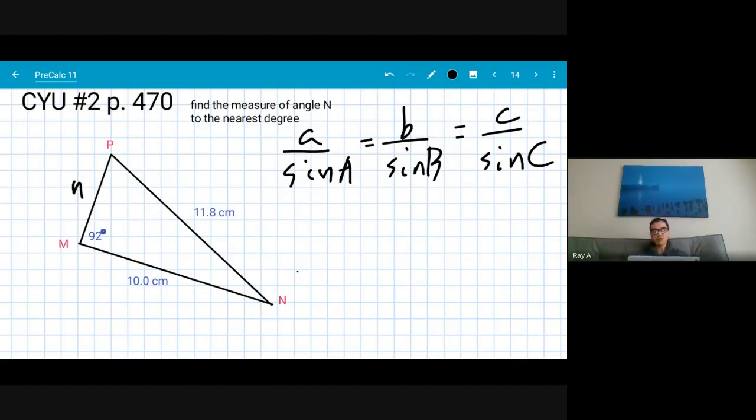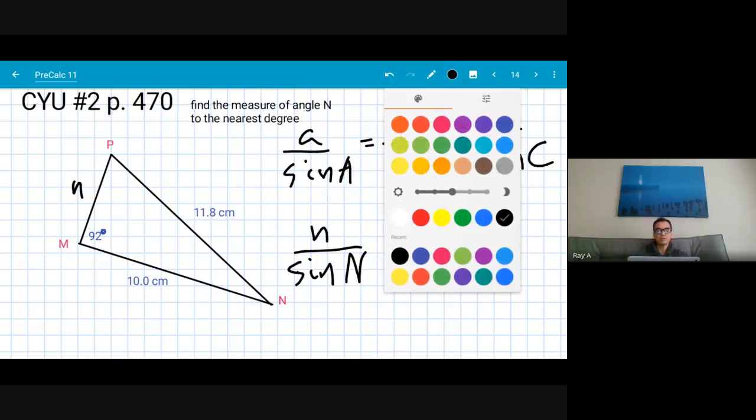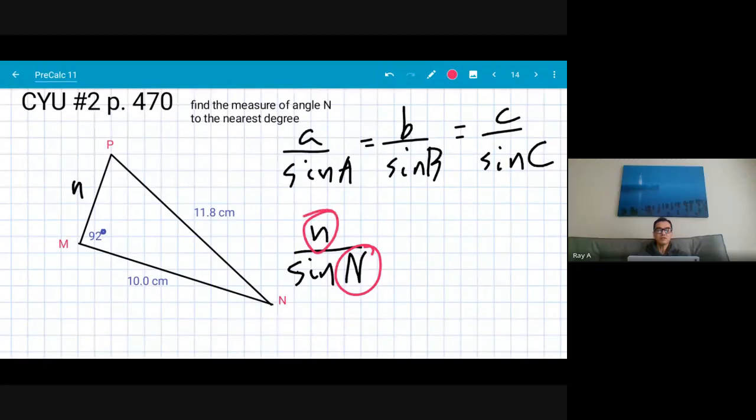So here, you're going to be looking for angle N. But remember, if I create a ratio using these letters, the ratio for angle N would be n over sine of angle N. Now I have a problem here, because I don't have angle N, and I also don't have sine N. So it wouldn't work if I were to do this ratio.